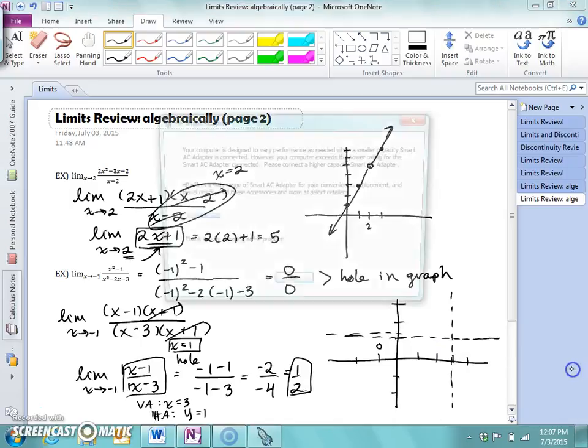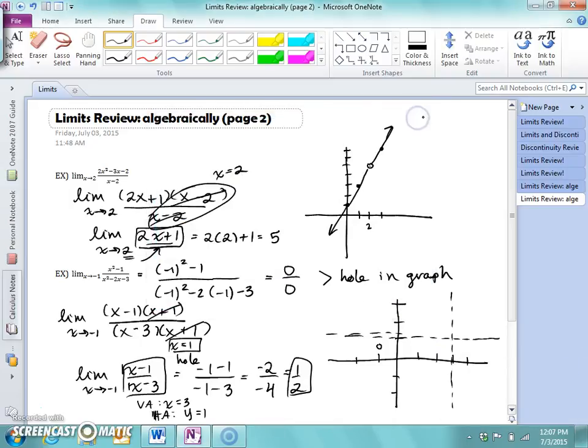We can also graph the x-intercept and y-intercept. So for the x-intercept, I'm going to set my numerator equal to 0, and I get 1. And for the y-intercept, I'm going to put a 0 in for every x. I have negative 1 over negative 3, so 1/3. So here's my x-intercept, and here's my y-intercept. So my graph will look like this.